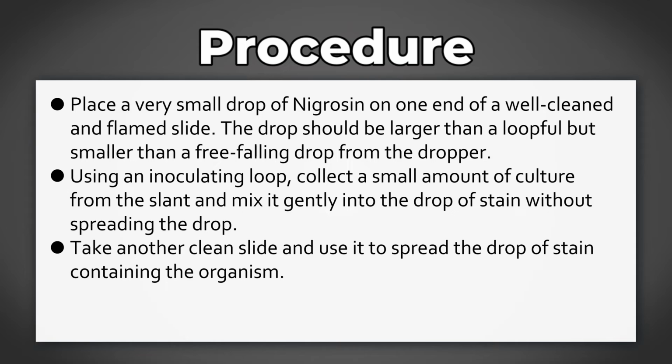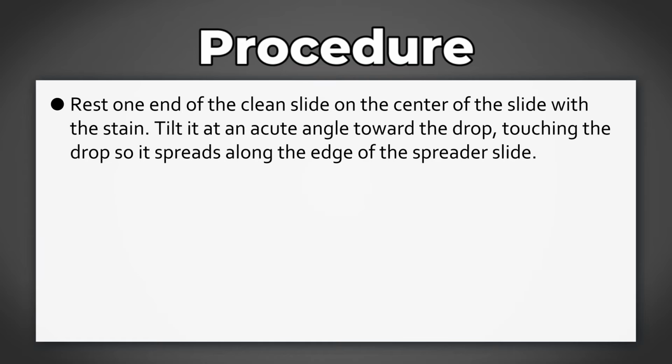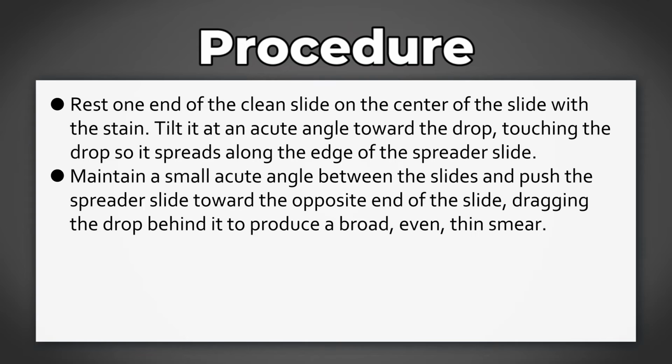Take another clean slide and use it to spread the drop of stain containing the organism. Rest one end of the clean slide on the center of the slide with the stain. Tilt it at an acute angle toward the drop, touching the drop so it spreads along the edge of the spreader slide. Maintain a small acute angle between the slides and push the spreader slide toward the opposite end of the slide, dragging the drop behind it to produce a broad, even, thin smear.